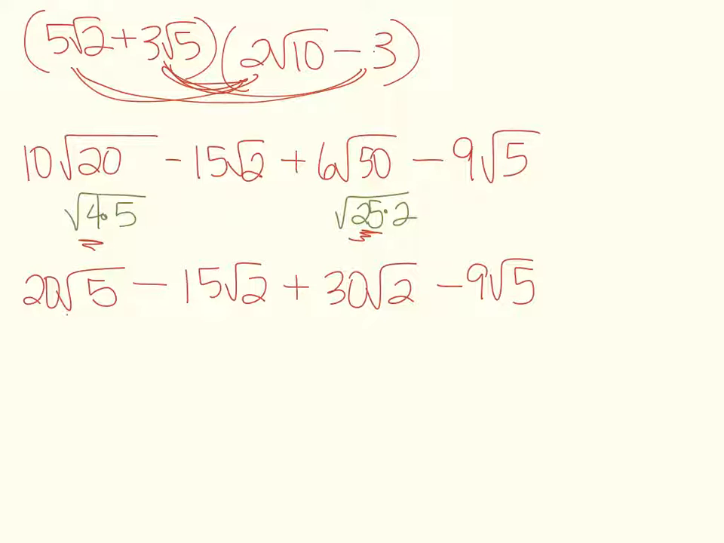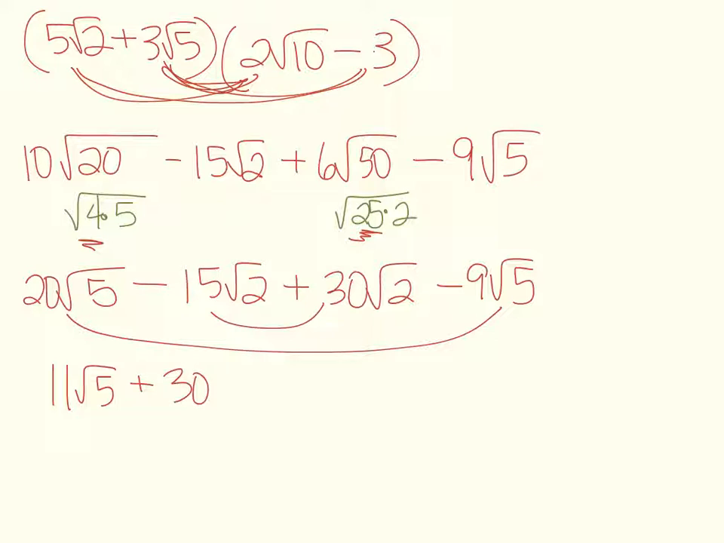Now I collect like terms. Here I have 20 minus 9, which is 11. And here I have negative 15 and positive 30, which gives me 30. There we go. That was our radical review.